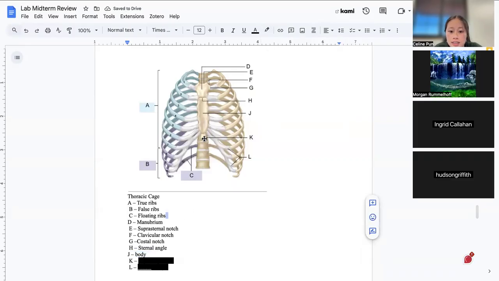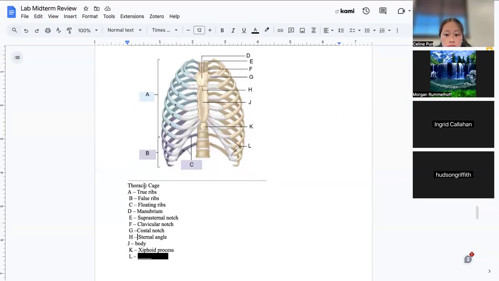K is this little process. You guys remember what it's called? Xiphoid, yep. I think that's a really cool word. Good word to use for Scrabble with an X. Okay, L. What are these cartilages called? Coastal cartilages. That is true.